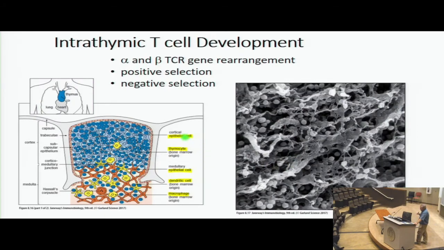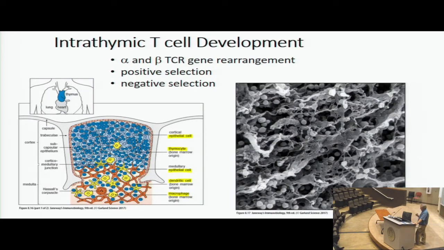So we have the cortical layer, which is epithelially derived, and then you've got the thymocytes in blue, which are bone marrow derived. And then underneath that, you've got epithelially derived medullary epithelial cells. And then you've got these dendritic cells. These are the different kind of dendritic cells I was mentioning. These are not the follicular dendritic cells. These are bone marrow derived dendritic cells that play a key role in T cell development. And then you've also got macrophages as well.